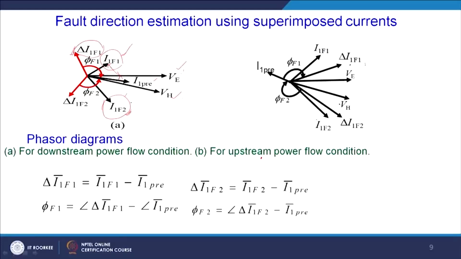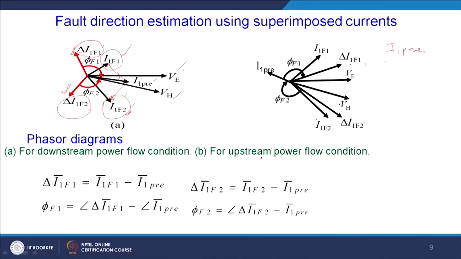Now, in a similar manner, the fault current I1 F2 lies here. From the equations you can derive the position of this I1 F2, and if you add the corresponding superimposed component for this fault position, the corresponding parallel phasor will lie here. That means we have the superimposed currents for fault positions F1 and F2. Now let us see what the angle is between the superimposed fault current and the pre-fault current. Let me make clear that in this case, this I1 pre is taken as the operating quantity.